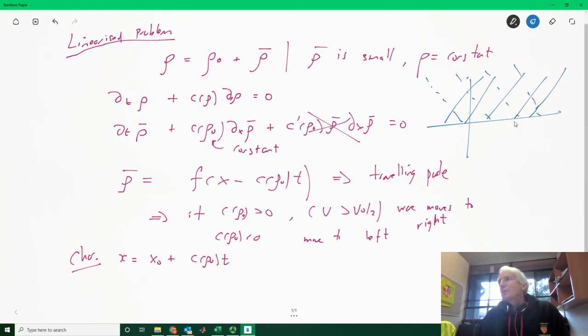Okay, so the initial conditions, if there's a slight disturbance here, it'll be carried forward in one, carried backwards in another. All right, that's the linearized problem. We're not going to say too much about that. Now we're going to go and do the nonlinear problem.